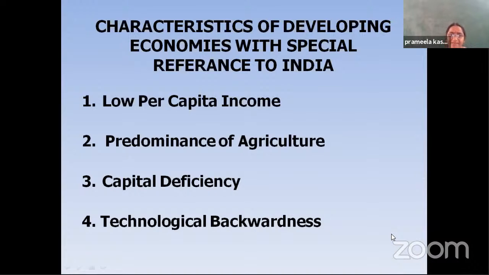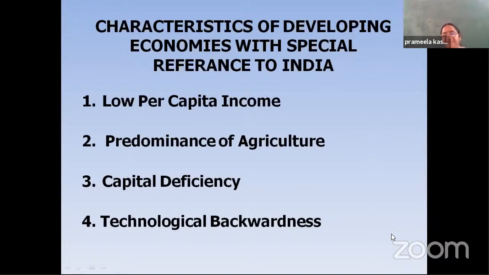Next, the third one, capital deficiency. The important feature of the developing economies is capital deficiency. We can find that the capital formation rate in developing economies is very less because they are living in poverty conditions. So the developing economies are poor. Because of that, the saving rate and investment rate in the economy are very less. And the low saving rate and investment rate lead to capital deficiency in the economy.